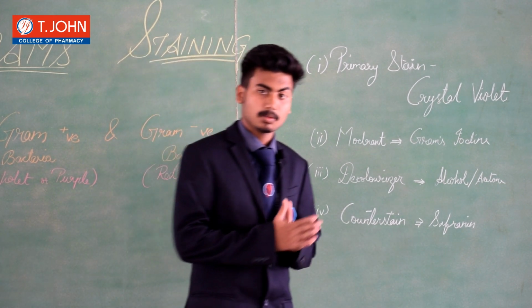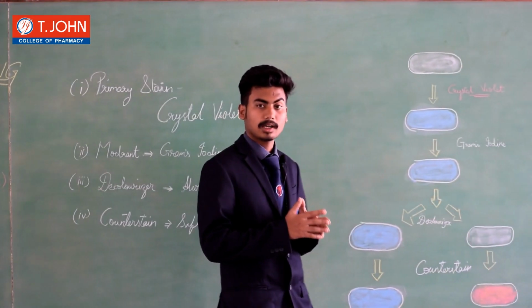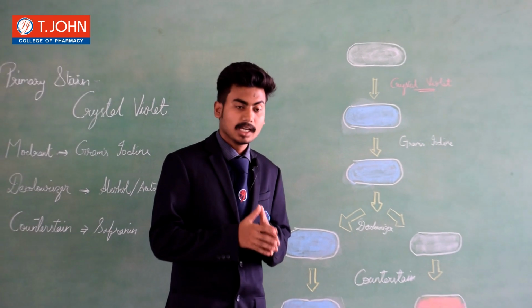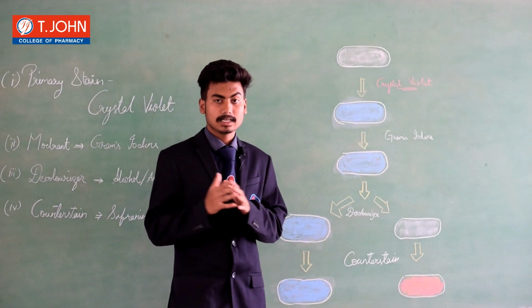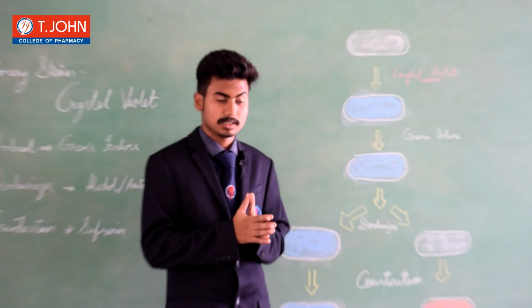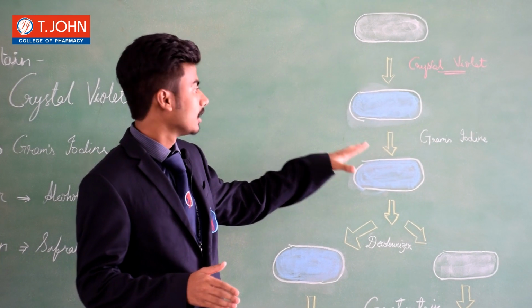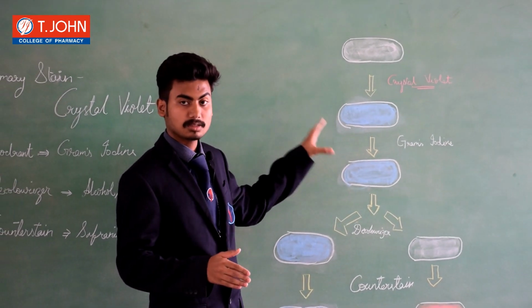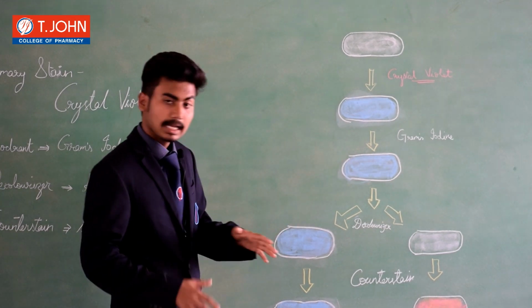So moving into the principle, the first step, we add crystal violet to a heat fixed smear of bacteria. Heat fixation is done to make sure that the bacterial cells don't flow off during the whole procedure. So when the primary stain, that is the crystal violet, is added, the whole smear is stained into a purple or violet color. And that's the first step.